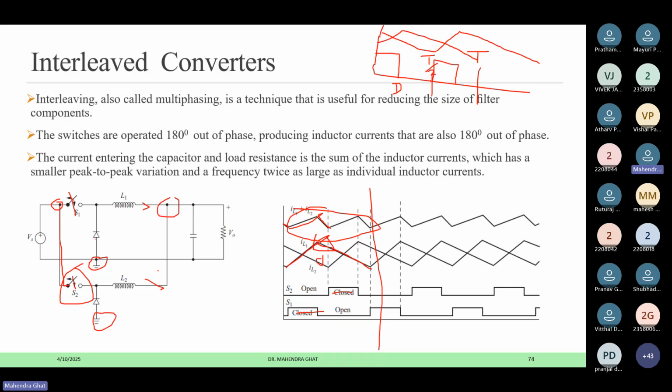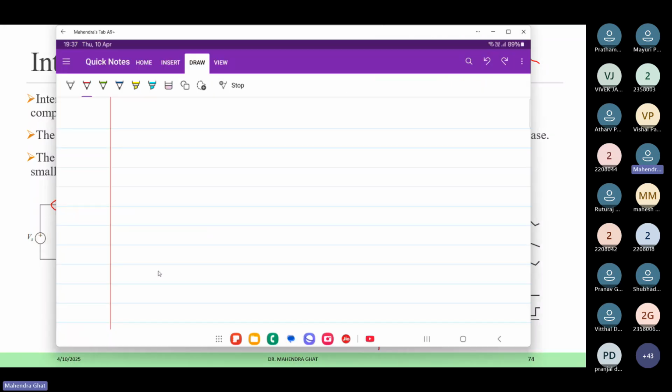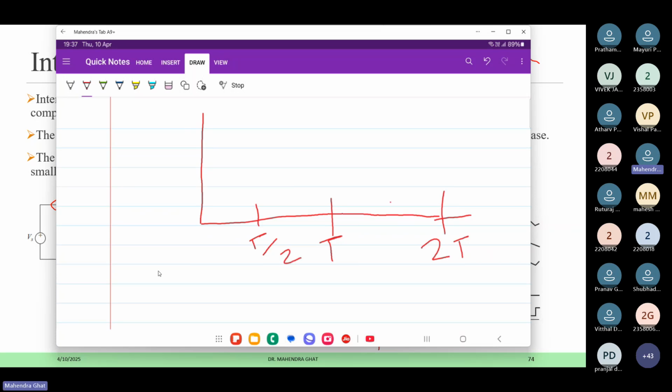One more thing which I can show is when duty is equal to 0.5. So what will happen with a duty equal to 0.5? I will show exactly 0.5. We will see. So this is T, 2T, and this is T by 2, and this is 3T by 2. Okay, so two cycles we will take. Now one switch is closing for 50% of the duty. That is 0.5.